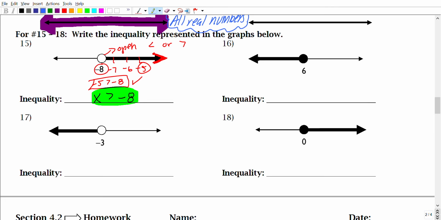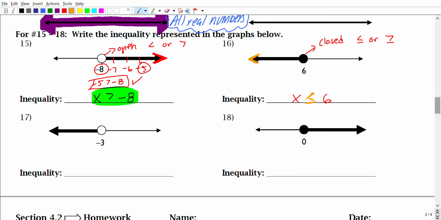Next one. I have an x and I have a 6. Whoops, I'm using a highlighter still. Let me switch to a pen. Now it's a matter of understanding which symbol to use. Well, this is a closed circle. So what are my 2 choices? Less than or equal to, or greater than or equal to. Well, this is being shaded to the left, which means we have to use a less than sign, and don't forget your equal to because it's a closed circle.